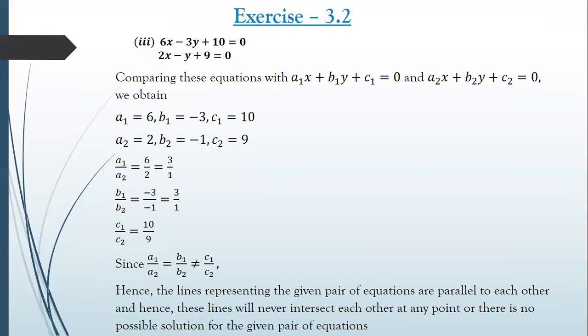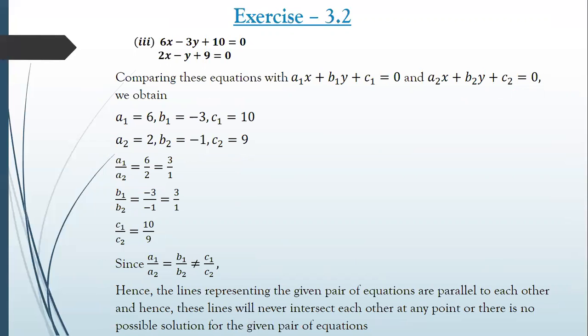Moving on to the third question, 6x minus 3y plus 10 equal to 0, 2x minus y plus 9 equal to 0. So comparing again with the general form, we get A1 as 6, B1 is minus 3, C1 is 10, A2 is 2, B2 is minus 1, C2 is 9.